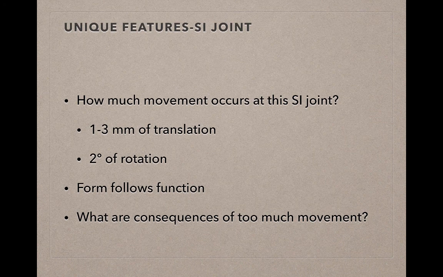Not really. Studies have demonstrated that there is about 1 to 3 millimeters of translation at the SI joint. There is approximately 2 degrees of rotation. Both of these are minimal and certainly nothing that can be measured in any way by anything that we could do. So does it make sense then that this joint doesn't move very much? Of course it does, yes. If this is the link from the trunk to the lower extremity, it can't move.